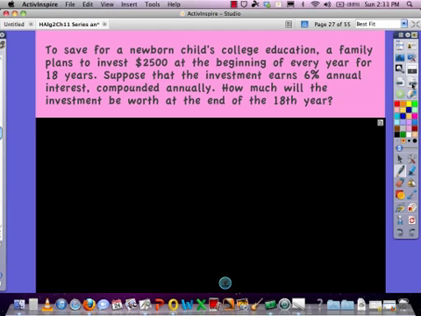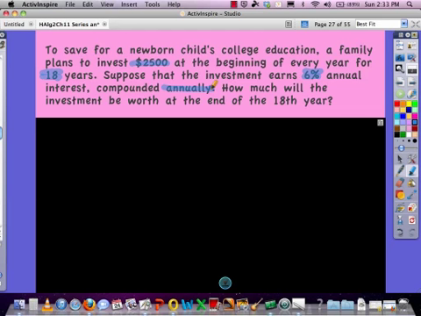So, looking at this one, to save for a newborn child's college education, a family plans to invest $2,500 at the beginning of every year. So I'm just going to highlight as we go here to show things we definitely need. Okay, so that's $2,500 at the beginning of every year for 18 years. Now they're going to do that for how long? 18 years. Suppose the investment earns 6% annual interest rate, and is compounded annually. How much will the investment be worth at the end of the 18th year?